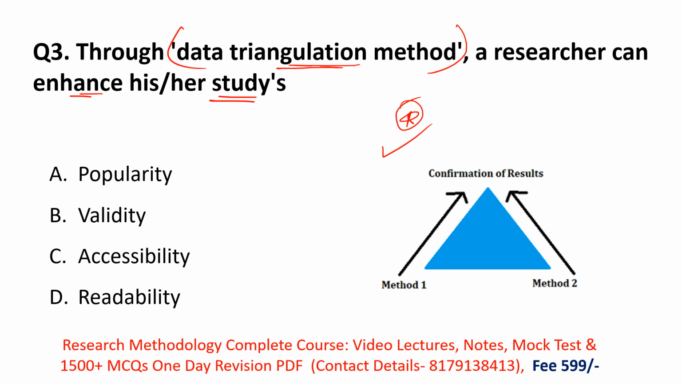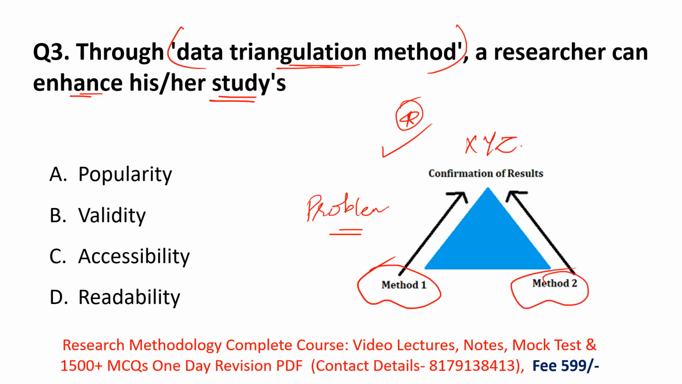Data triangulation method means what? Suppose in maths, whenever you solve a particular problem, there are many methods to solve that equation. Suppose there is one problem in maths, and I am solving it with method 1, and I get my result x, y and z. Again I solve this problem with method 2, and again I get the same result, xyz. That means the data triangulation method is showing us validity, how valid our results are. That's why the correct option is option B, validity. Through the data triangulation method, a researcher can enhance his or her study, whether the study is valid or not. So option B is the right answer.